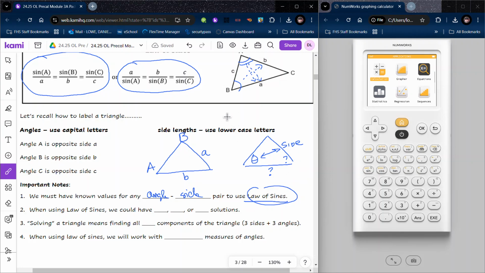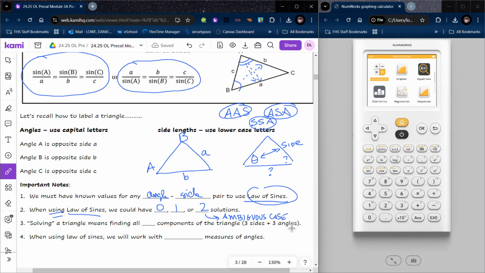So in other words, if I had angle-angle-side, or angle-side-angle, or side-side-angle, all of these situations will give me the ability to use the law of sines. When you're using the law of sines, you could have 0, 1, or 2 solutions. With 2 solutions, that gets called the ambiguous case.